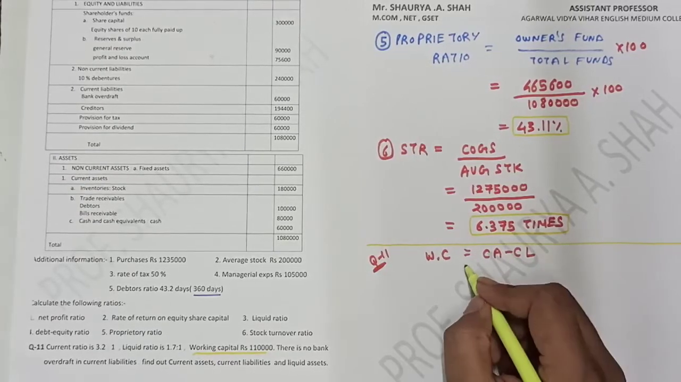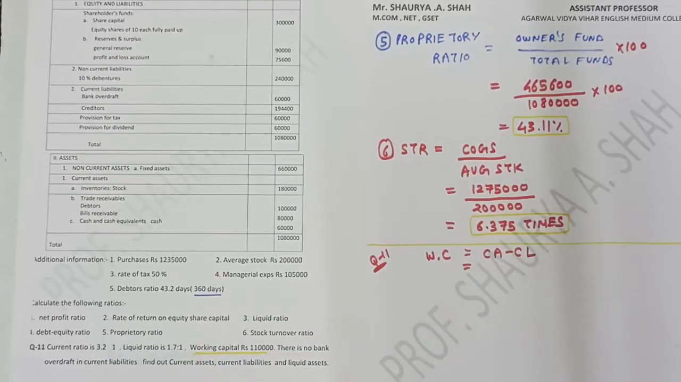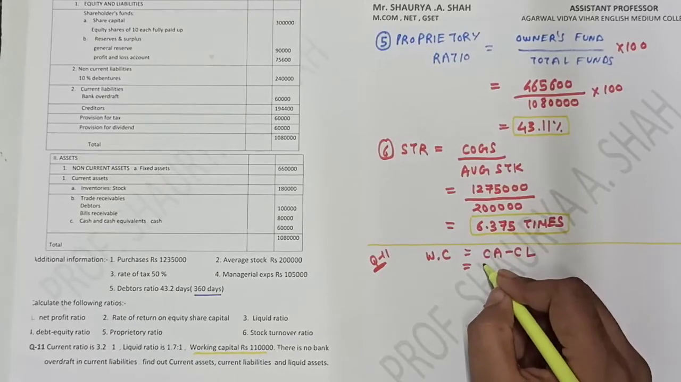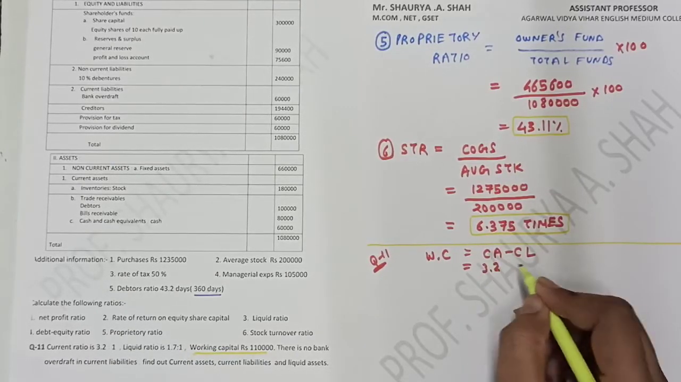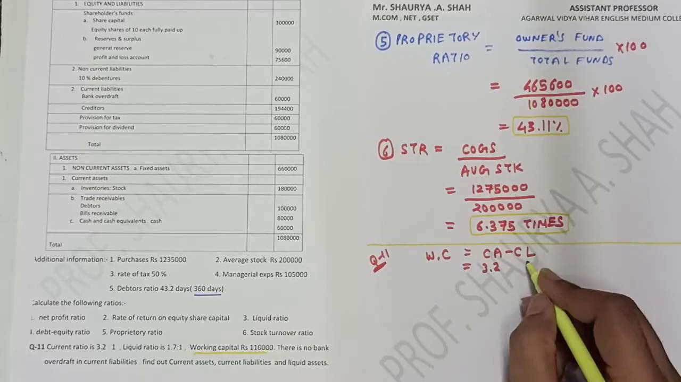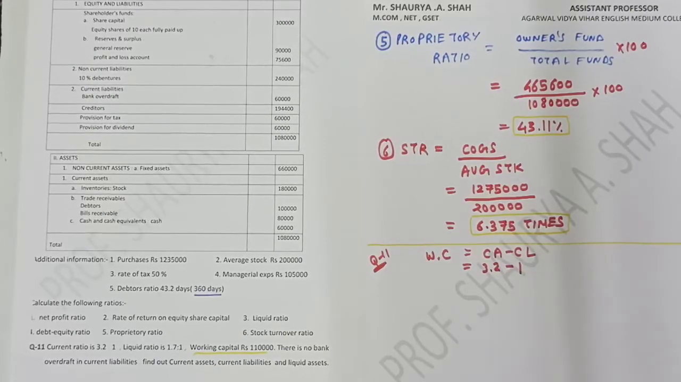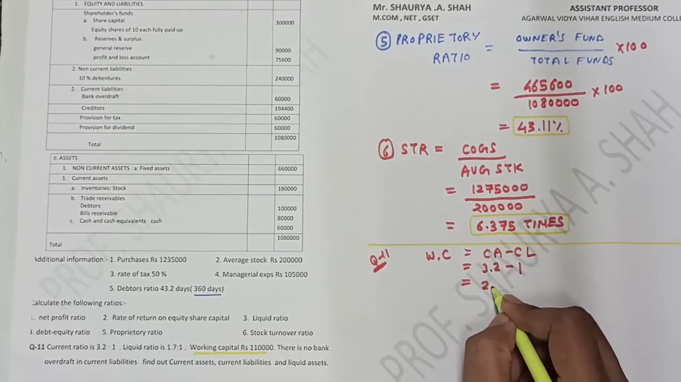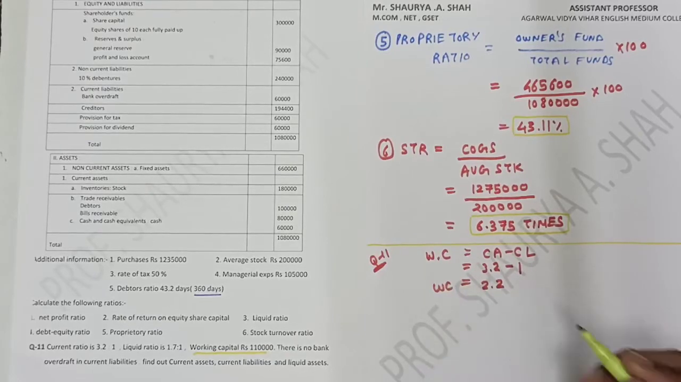Fine. So here in the sum I am having the current ratio. Can I say current ratio shows me working capital, that is my current assets is 3.2, my current liabilities will be 1. So what will be my working capital? My working capital will be 2.2. Is it clear, every student?